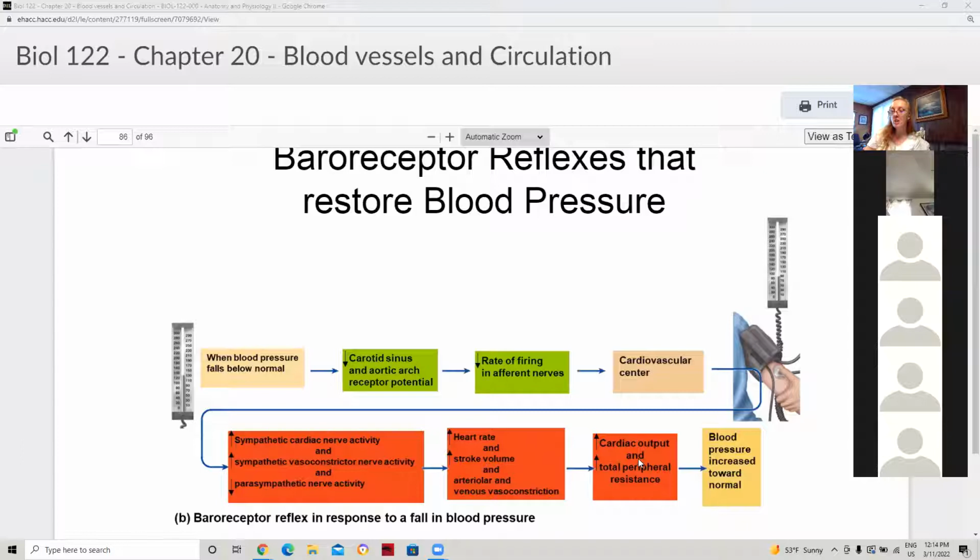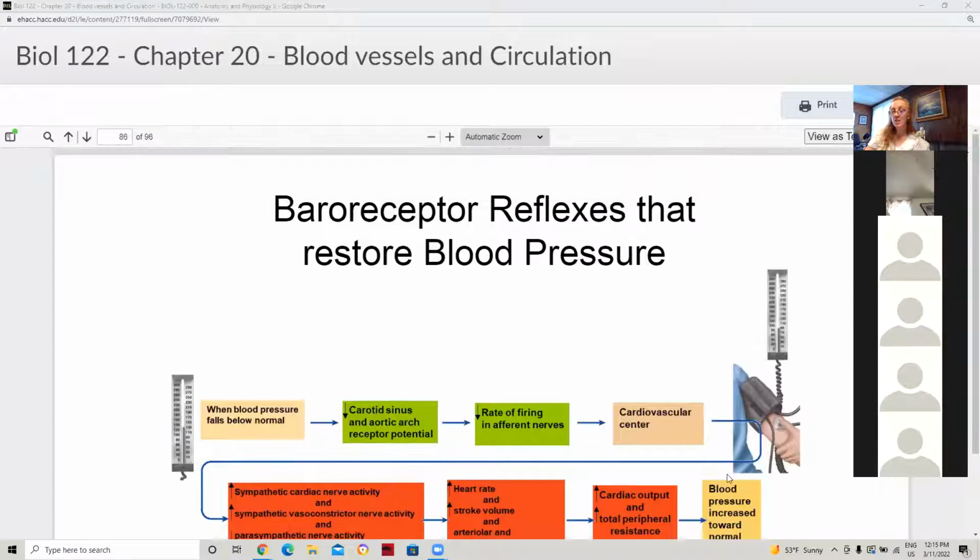Increased heart rate and stroke volume are going to result in increased cardiac output, because remember, cardiac output is a product of heart rate times stroke volume, times total peripheral resistance. And therefore blood pressure is increased towards normal. Questions?